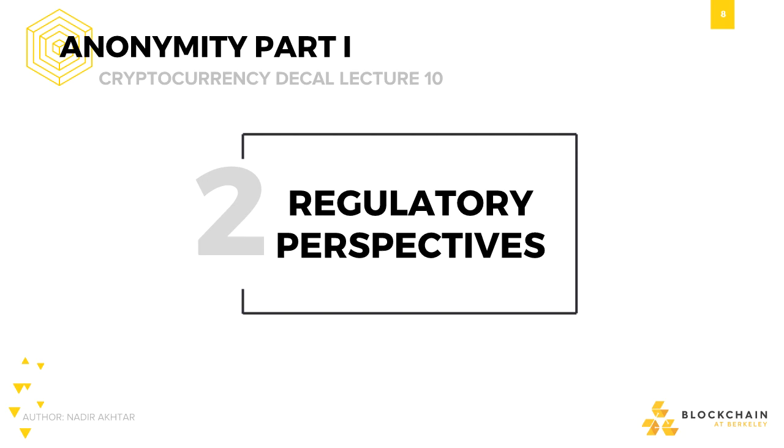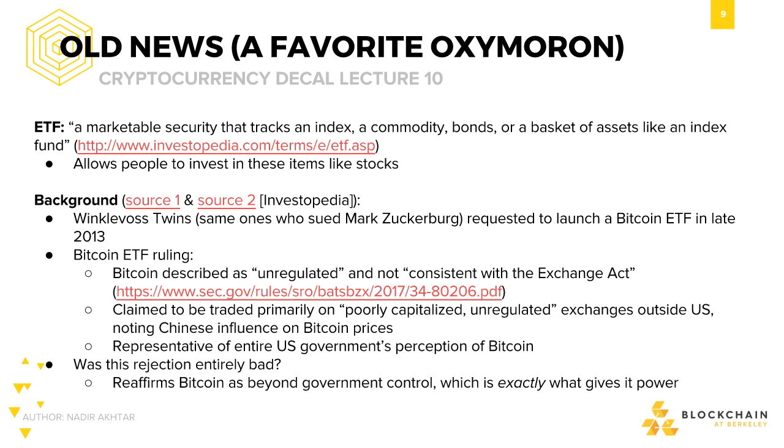As for regulatory perspectives, obviously every country and every region has its own particular take on cryptocurrencies. This might be old news to some, and probably is to a lot of people, because news in the cryptocurrency world travels very fast. If you're not familiar with the ETF decision around Bitcoin already, an ETF is a marketable security that tracks an index, a commodity, bonds, or a basket of assets like an index fund, essentially allowing people to invest in these commodities or items like stocks without owning the item itself.